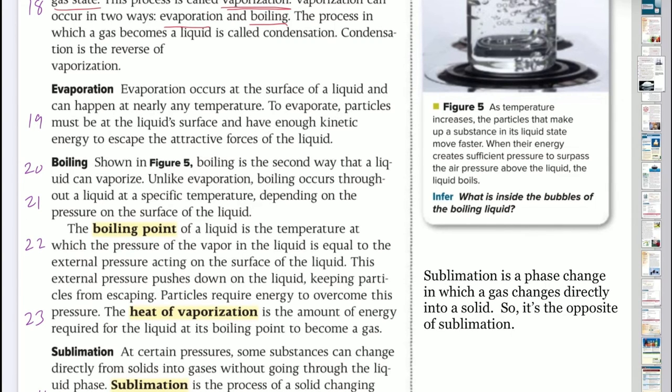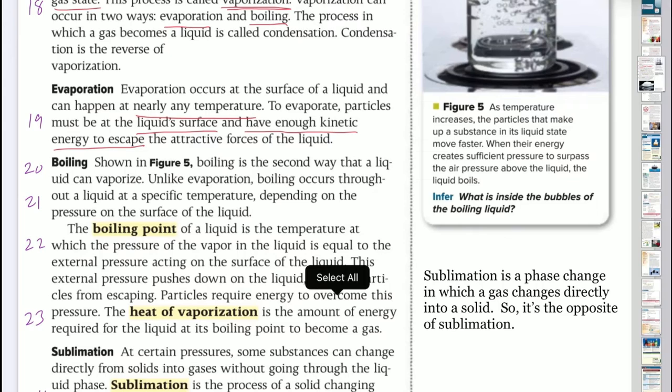So evaporation occurs at the surface of a liquid and can happen at nearly any temperature. To evaporate, particles must be at the liquid surface and have enough kinetic energy to escape the attractive forces of the liquid.